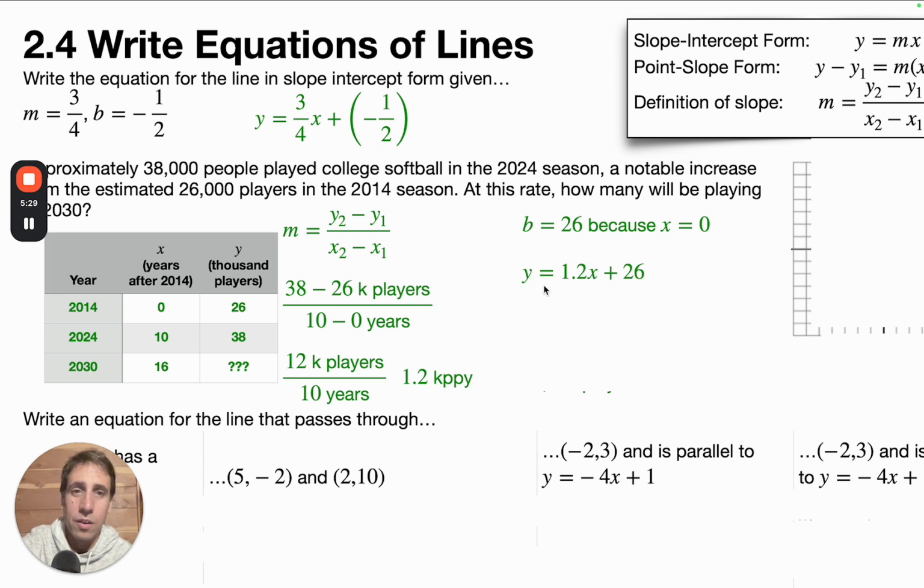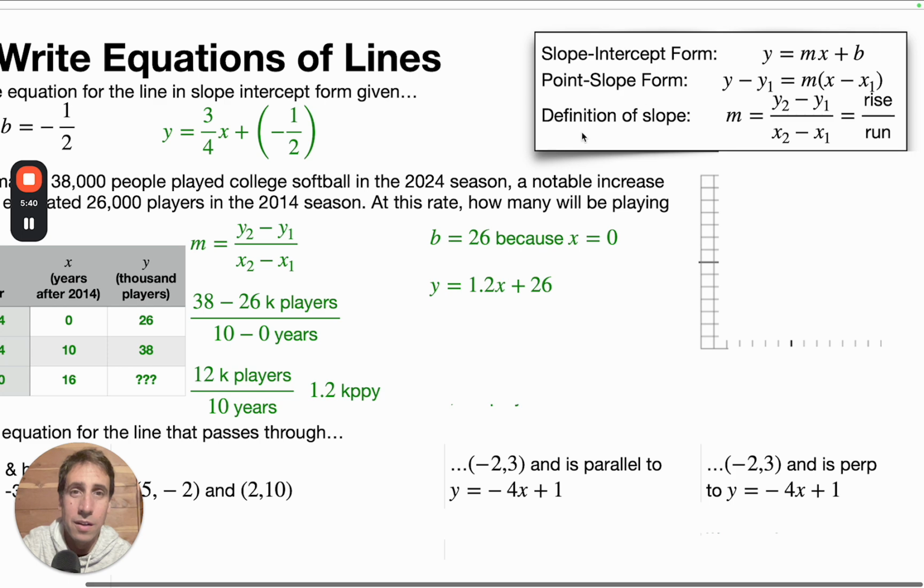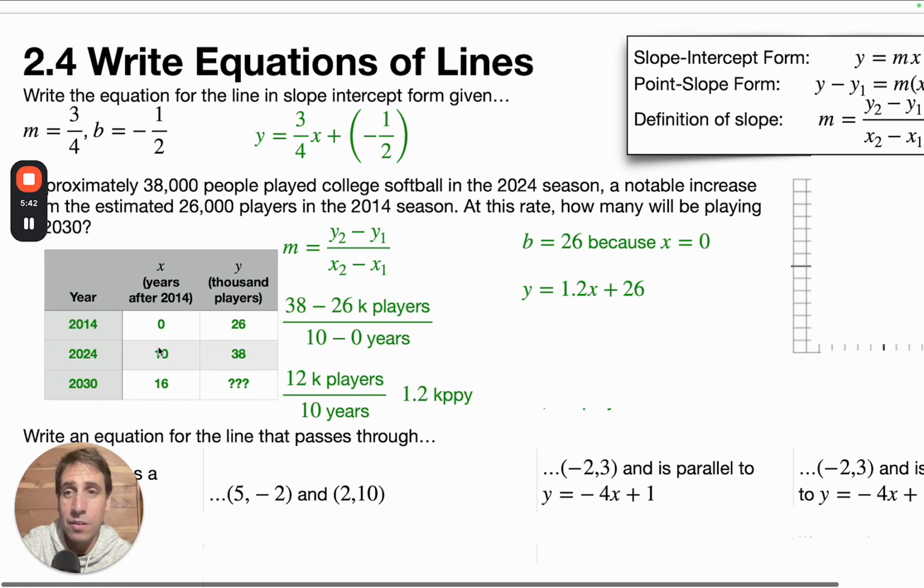So the equation is going to be y equals 1.2x plus 26. Again, if we didn't have this b readily available here, then we could use point slope form to get it. But you know what? Maybe that's another reason why this is such a good idea, years after 2014, because this will always give you a 0 here, and then this will be your y-intercept always. Okay, so 1.2 thousand players per year plus a starting amount of 26,000 players.